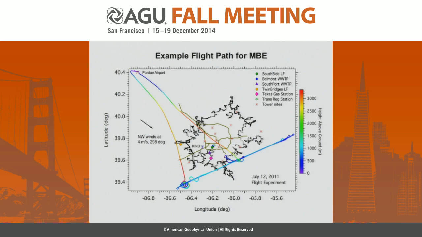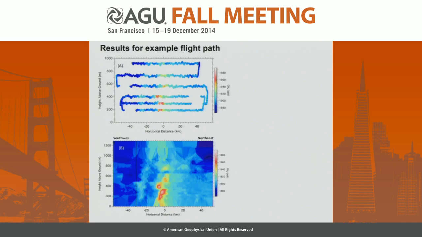So here's an example flight track. This black line is the outline of the city. An important detail is there's the Southside landfill on the southwest corner of the city for this particular day. The winds are like that, and so we fly back and forth from as low as we can to the top of the boundary layer with multiple transects.